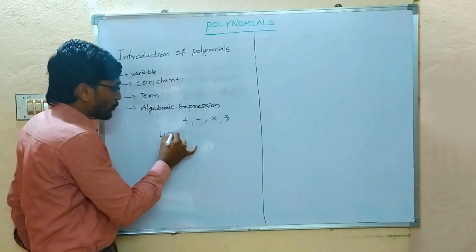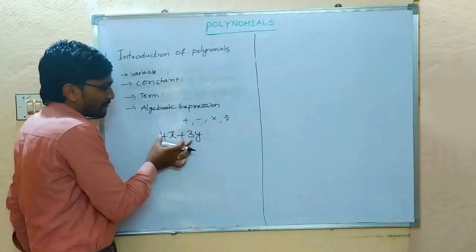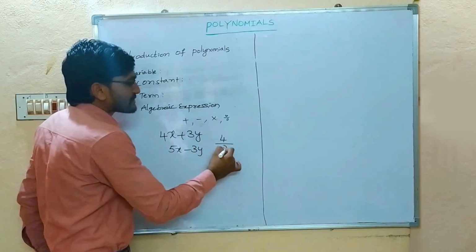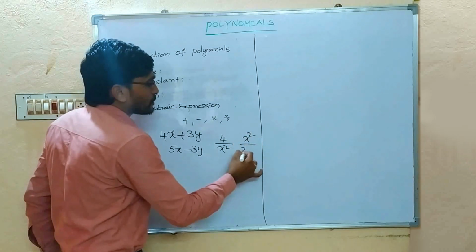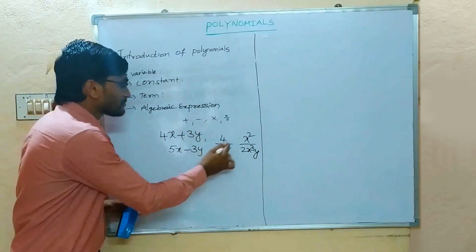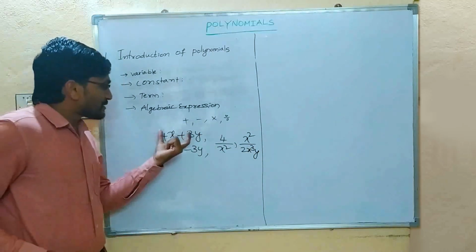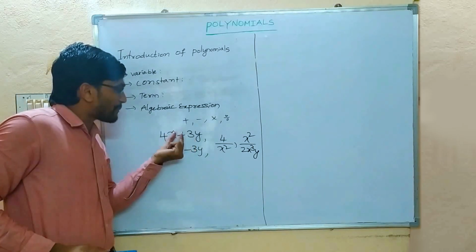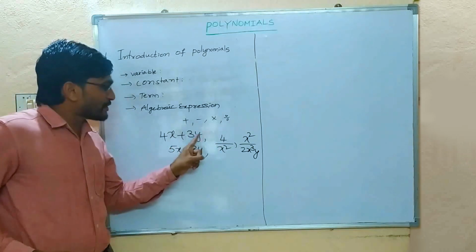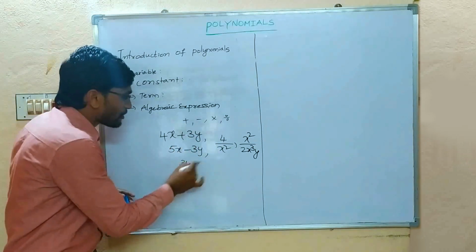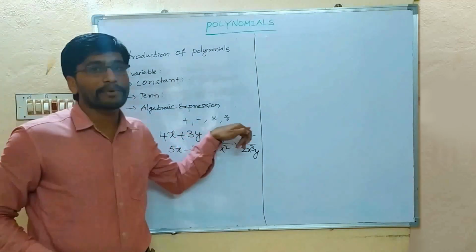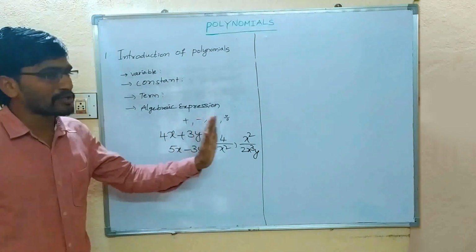For suppose 4x plus 3y, 5x minus 3y, 4 divided by x square, x square by 2x cube y. These are all algebraic expressions, because these are the combination of terms obtained by basic fundamental operators of arithmetic. Plus or minus, divided by. 3 into y is nothing but 3y. This is also one of the algebraic expressions. So the combination of terms obtained by basic fundamental operators of arithmetic is called an algebraic expression.